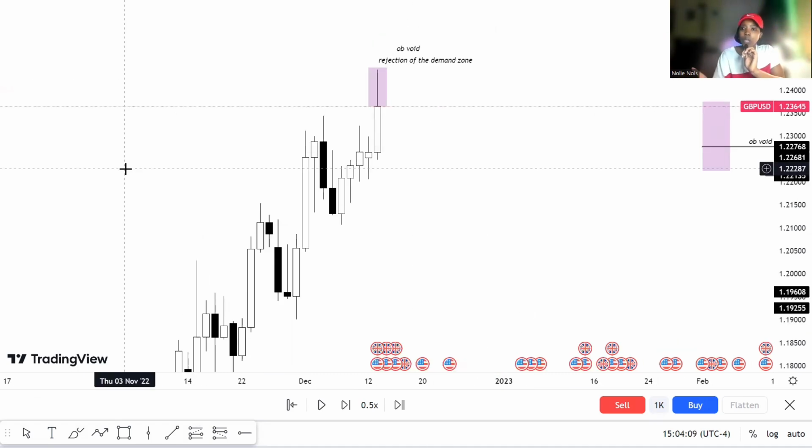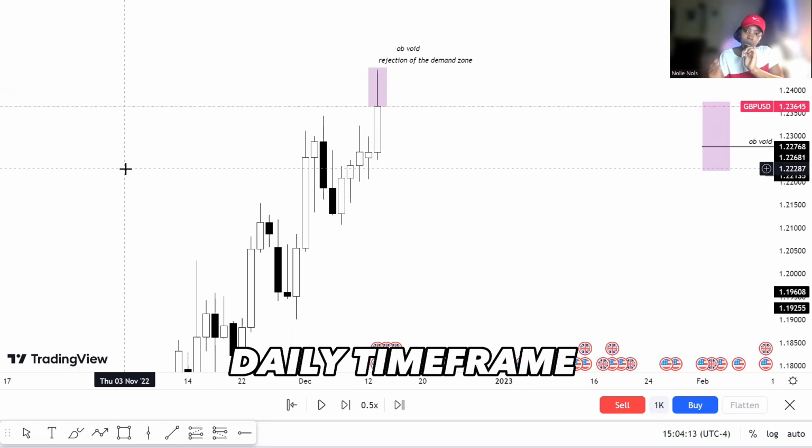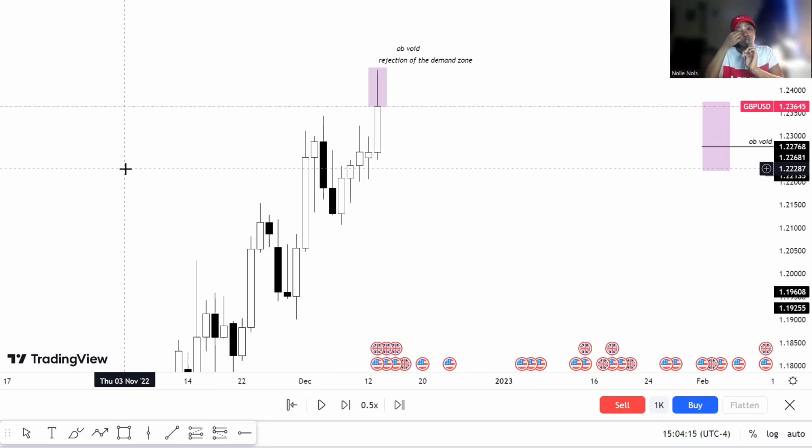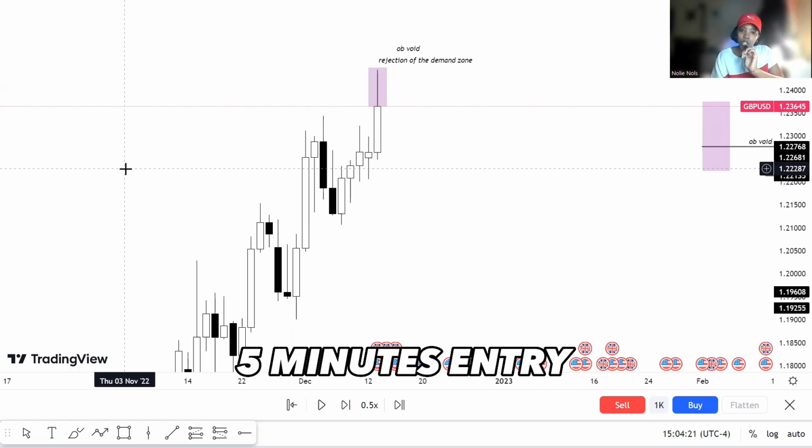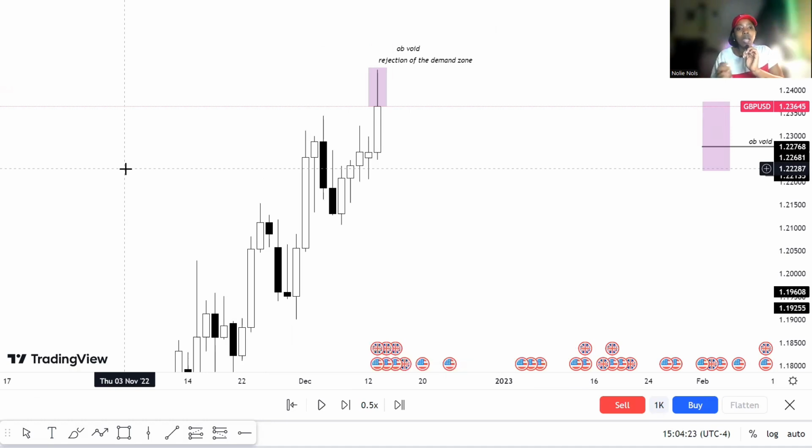So this is the GBP USD on the daily time frame. Okay, we're using the daily time frame because that is where we get strong price action. That is where we get strong momentum. By the time you go to the 5 minute, you're just looking for an entry. We're not looking to analyze the 5 minute. We are looking at the daily time frame. If you want to get this stuff right, look into the daily time frame and the 4 hour, and then you will be good.